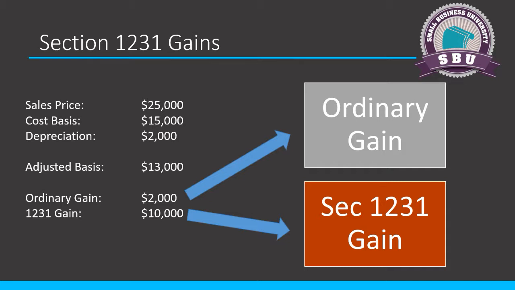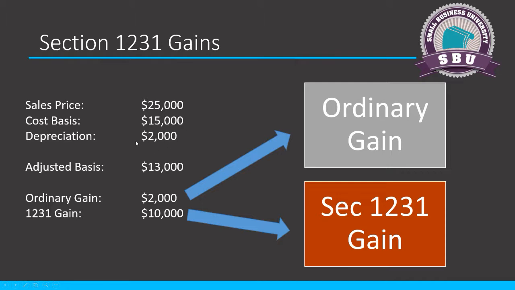So that kind of makes sense. Let me show you in this slide what's going on here. You can kind of see that if we sold something for $25,000 that had a cost basis originally when we bought it for 15 grand, even if we wouldn't have depreciated it, we would have a $10,000 gain, right? Because we sold it for more than we bought it for. That's where this 1231 gain is, right here.